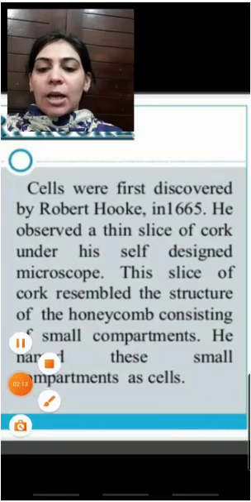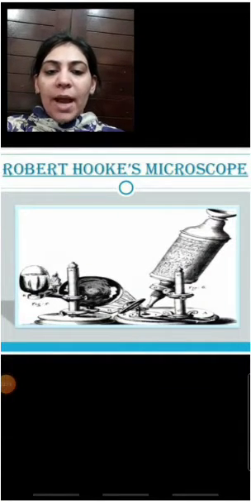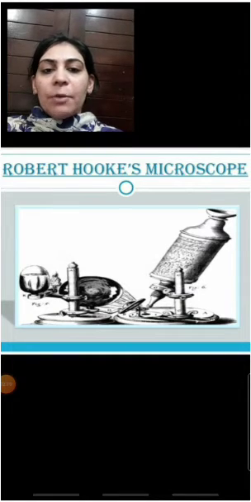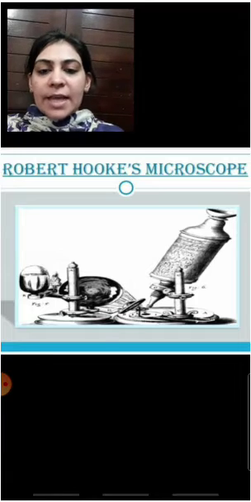The discovery was done by Robert Hooke. This is the self-made microscope of Robert Hooke, through which he discovered the cell.